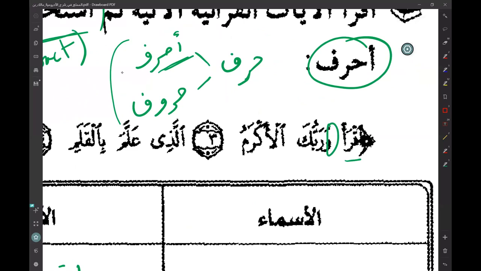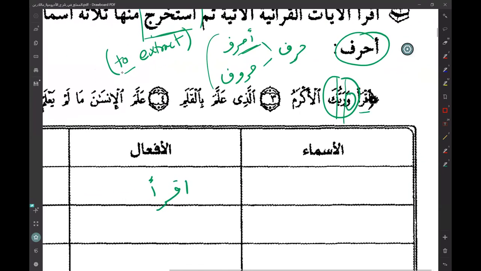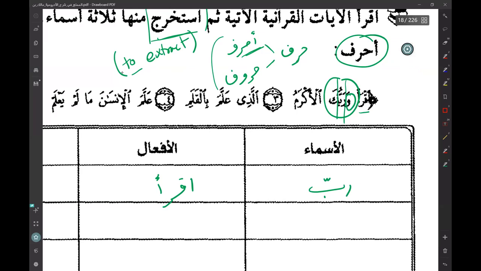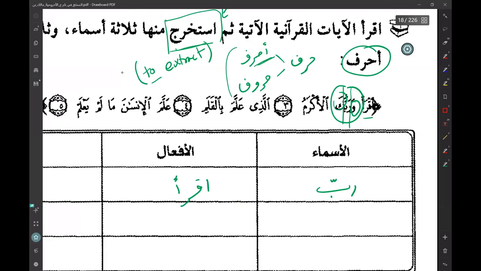Then we have rabbuka. Now, I hope this concept is clear to all of you. How many words do we have in here? Believe it or not, we have 3 words. We have wow, we have rab, and we have kaf. So now you give me wow. What about rab? What part of speech? Noun. Yes, so rab is a noun. What about kaf? Kaf is also isim.